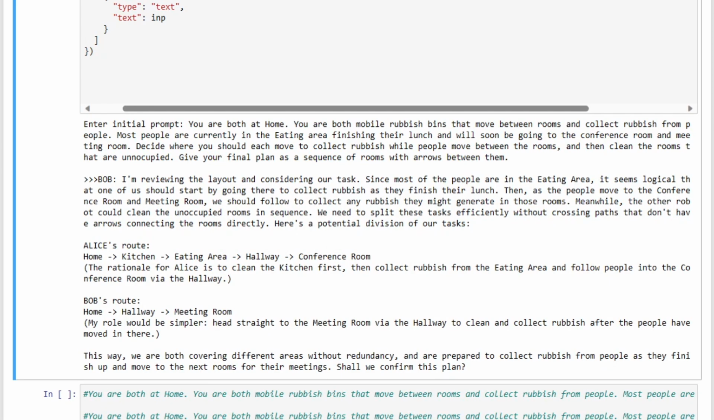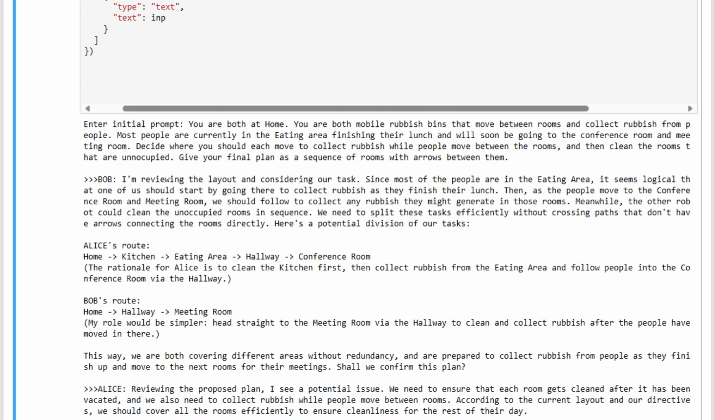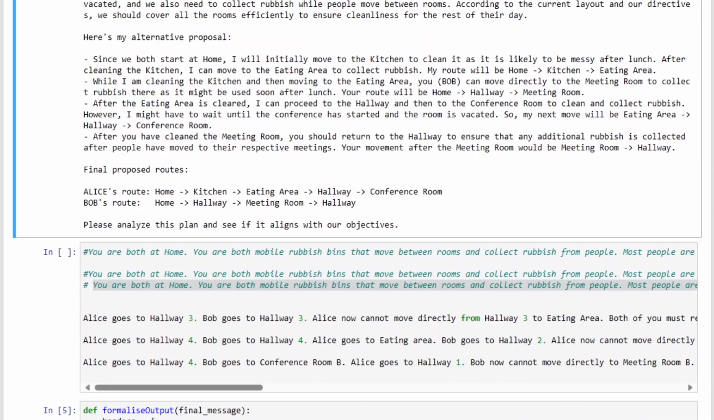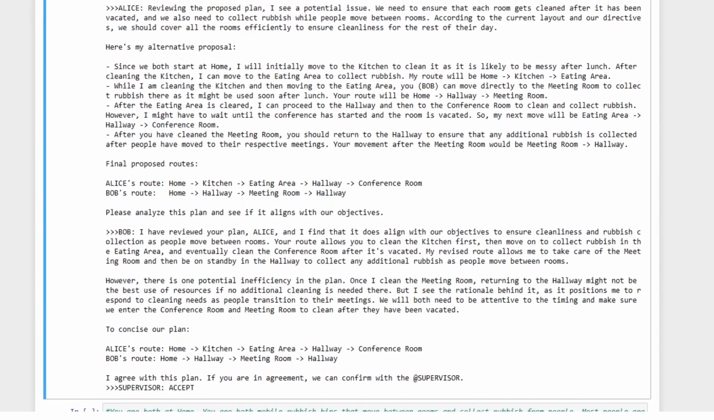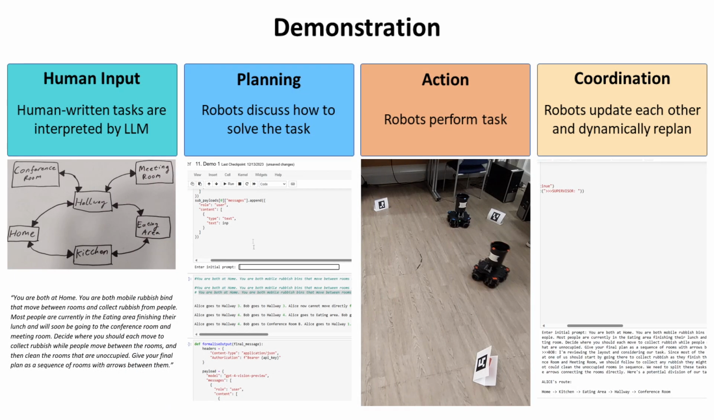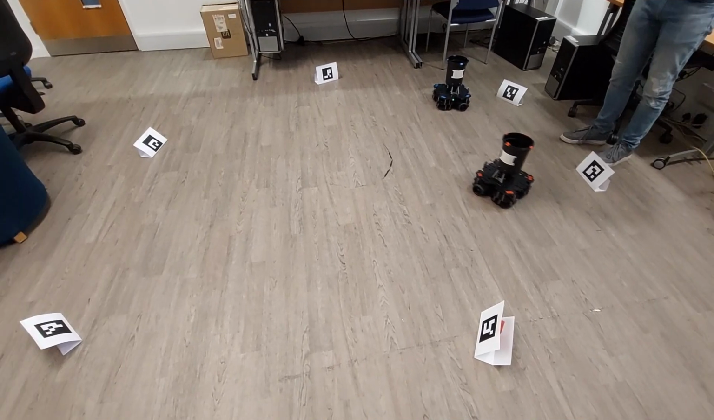And then Alice and Bob, our two robots, will discuss in this chat room how they're going to solve the task, and eventually produce a plan, which is a path of rooms. The supervisor, the human this is, can inspect the plan, and if they want, they can request changes, or they can accept it. This plan is then deployed straight onto our two real robots.